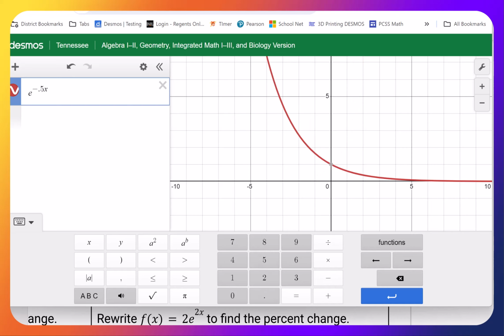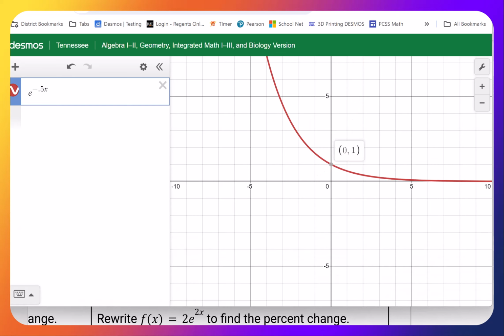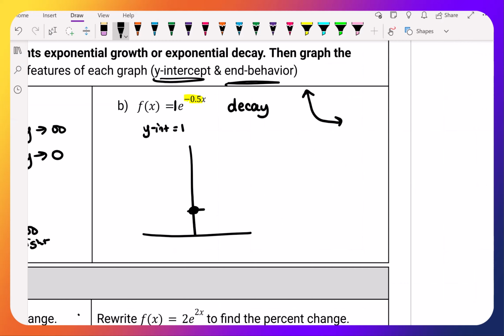Okay, and it looks exactly as I expected. It hits right here at 0, 1, and it gets closer to the x-axis. Back to notes. So I'm going to go ahead and copy this in here. Just make sure that this doesn't hit your x-axis.